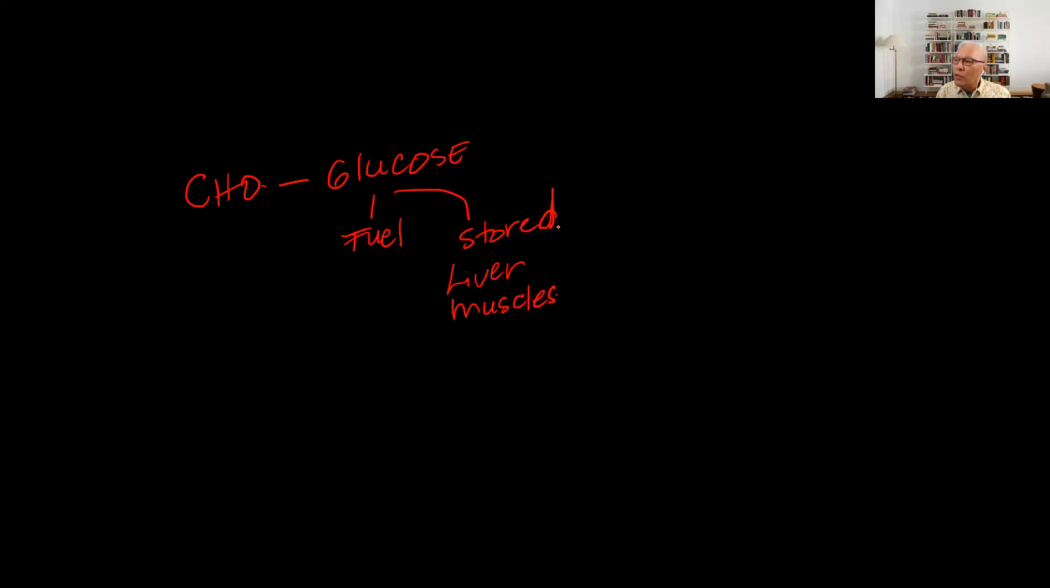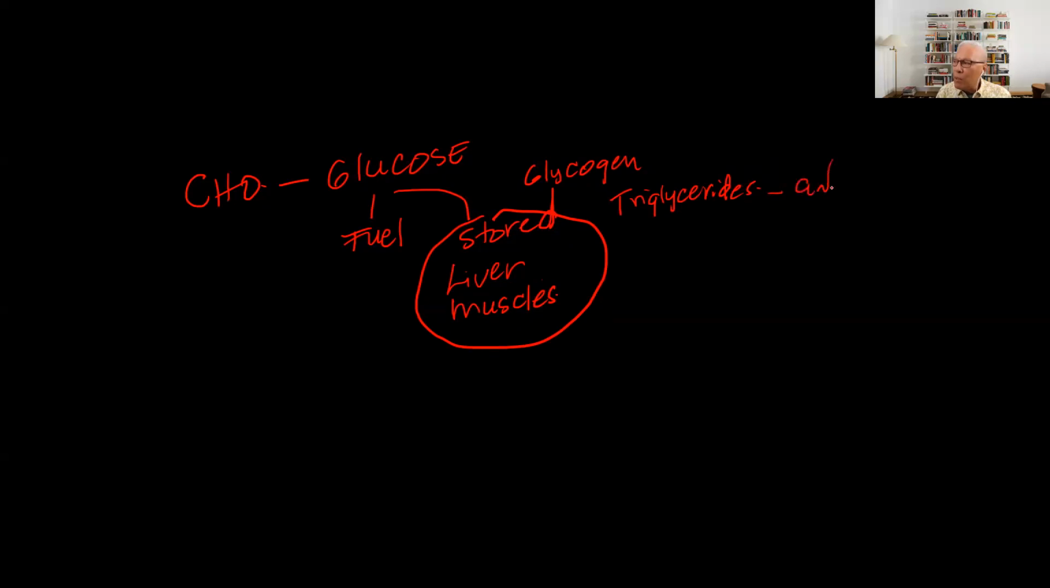And the way in which glucose is stored in the liver and the muscles is in the form of glycogen, or it could also be in the form of triglycerides. So the glycogen is stored in the liver and muscles. The triglycerides are going to be stored in the adipose tissue.